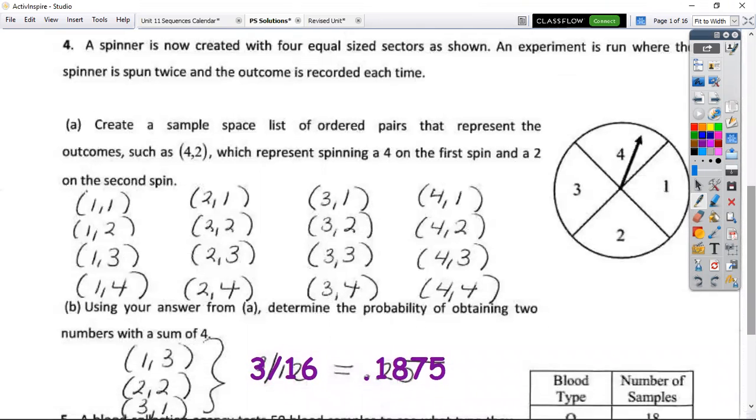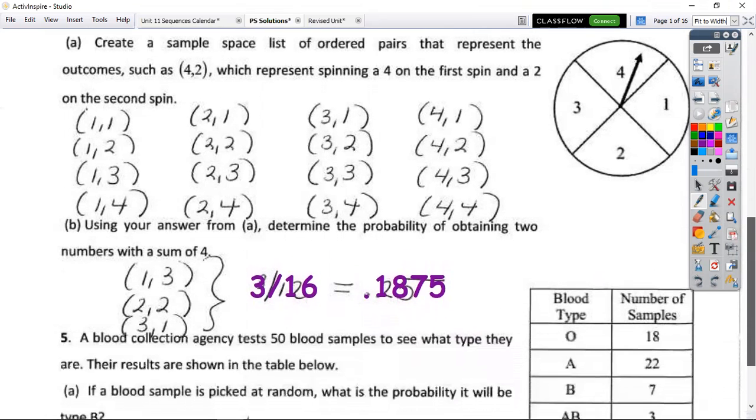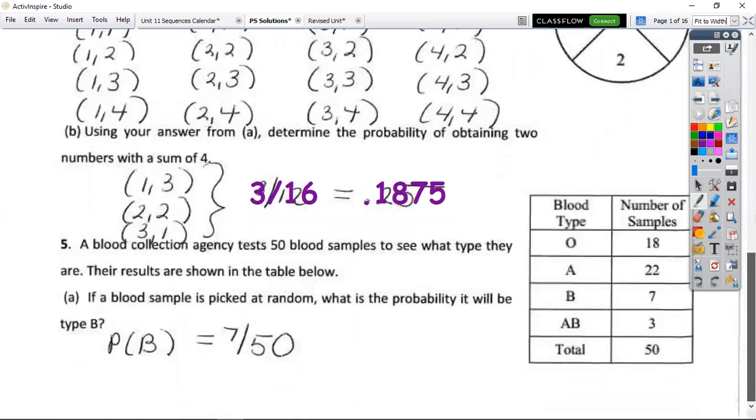You can do a tree diagram if you wanted, or I just wrote out all the ordered pairs so that I didn't forget anything. And my bottom one too, I just need to change that answer because you are out of 16 outcomes altogether. So that would be 0.1875 for that solution. And the blood collection agency that tests 50 blood samples, so you want the probability of type B blood is 7 out of 50. I don't know if that's accurate or not either.